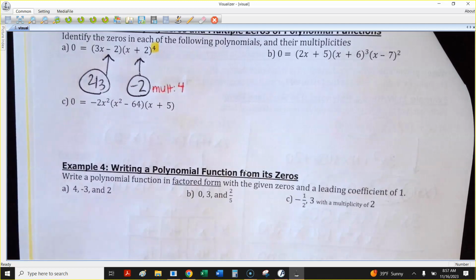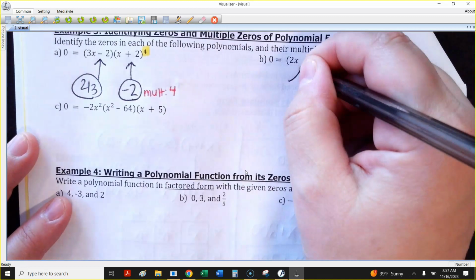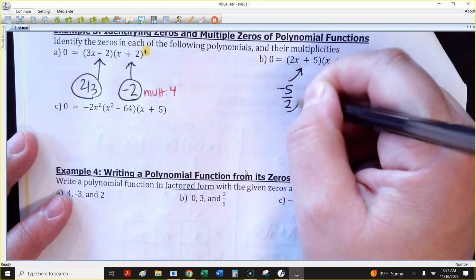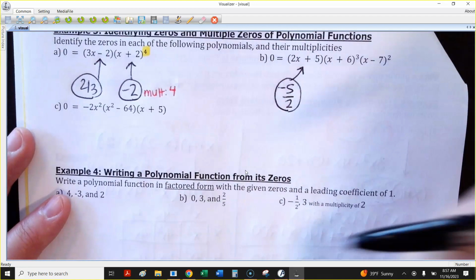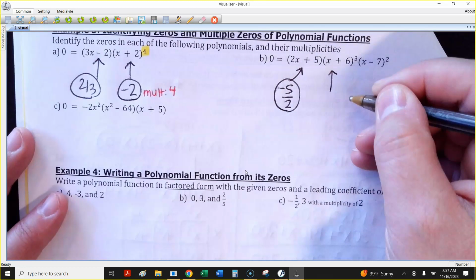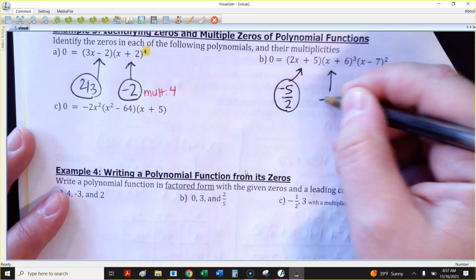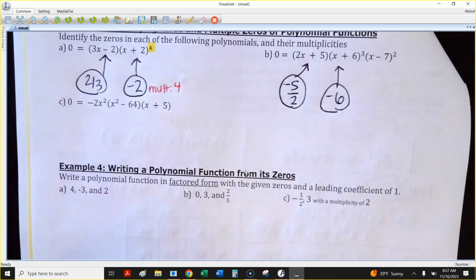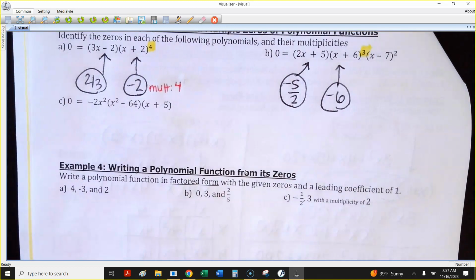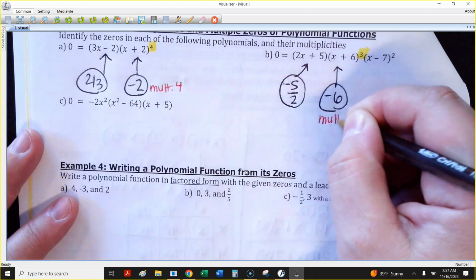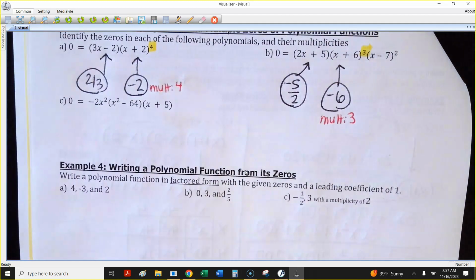All right, what would you plug into 2x plus 5 to make that equal to 0? What do you think? It would be negative 5 over 2. Okay, no multiplicity there. What would you plug into x plus 6? Okay, you guys are frightening me. All right, so negative 6. Now, if it has a little exponent, this one does, and it's outside the parentheses, right? If this has an exponent, that means that one counts that many times. So this has a multiplicity of 3. So that just means it counts 3 times.